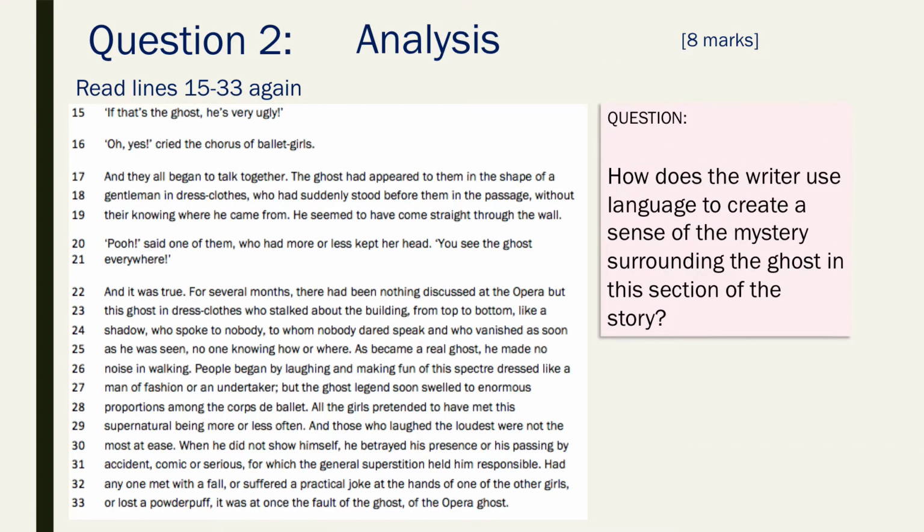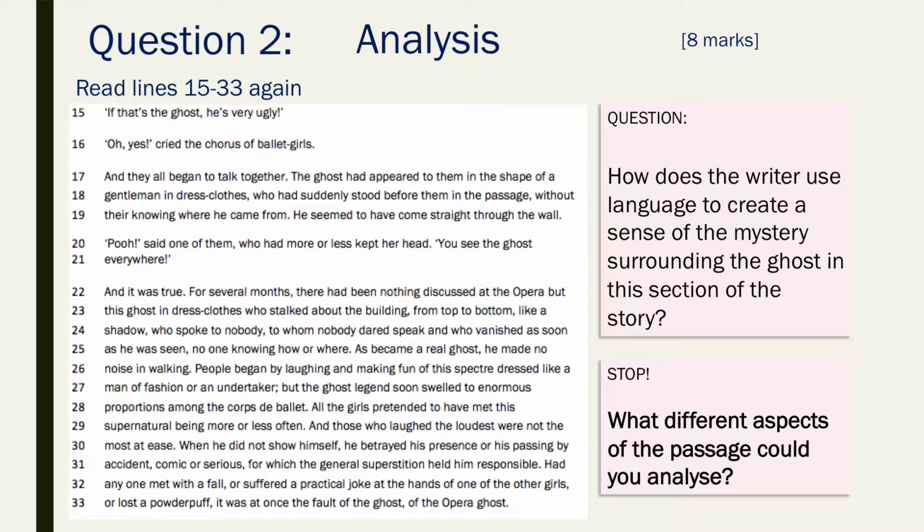Okay, question 2. This is where we get into analysis. You have to read lines 15 to 33 and answer this question: how does the writer use language to create a sense of mystery surrounding the ghost in this section of your story? So what different aspects of the passage could you analyse?